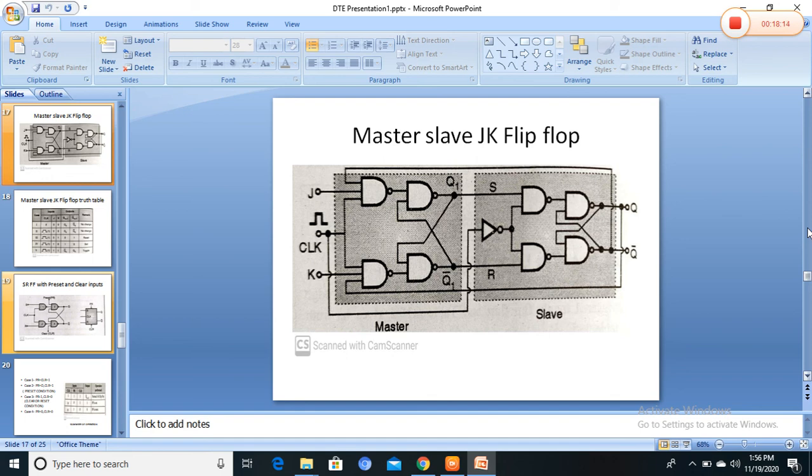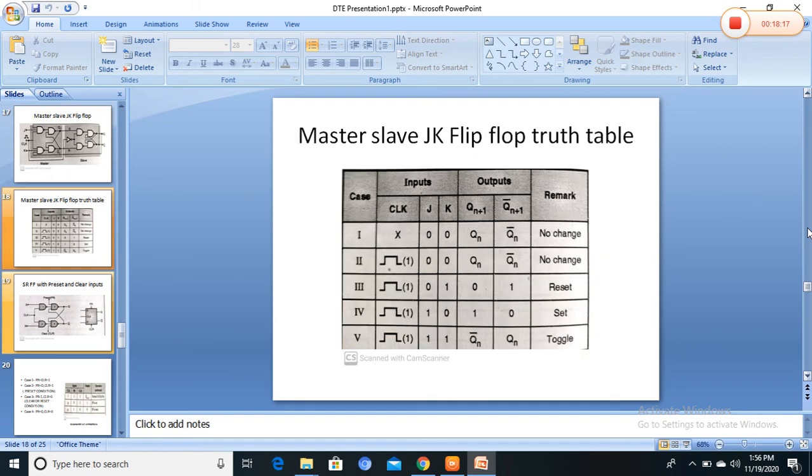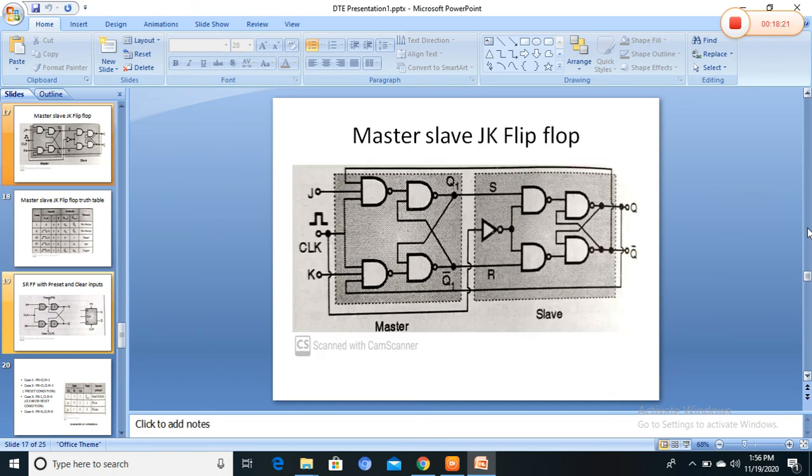This is the master slave JK flip-flop. This is its truth table, and by the master slave JK flip-flop we avoid the toggling condition or race round condition.